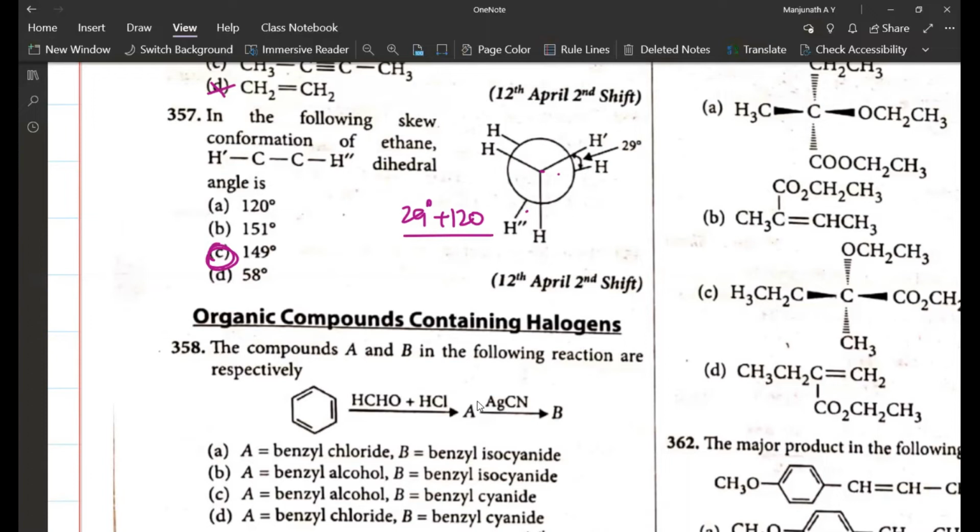Any doubt? So what is dihedral angle? Dihedral angle is actually the torsional angle when you rotate the methyl group about the carbon-carbon bond. Understood? See, this 29 degrees which they have given is also a dihedral angle. When they ask just dihedral angle, then you are supposed to mark this 29 degrees only. But they have asked a different angle only. So, okay.